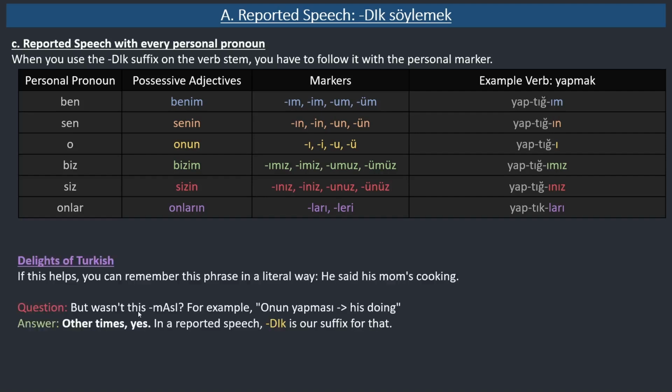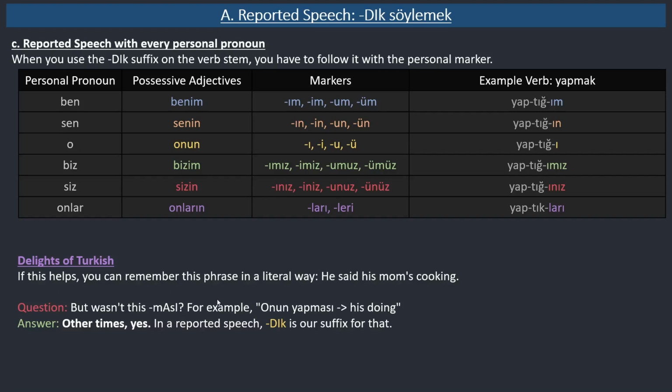But wasn't this ması? If you remember the verbal nouns lesson, I also said his doing was actually ması. Other times, yes. Other times when you need to say like his doing is nice, like onun yapması güzel, it's ması. But with reported speech we use dık instead of ma. I also get questions about the difference between ma and dık. That's one of them. Dık is used in reported speech, not ma. Like, I saw his doing. Onun yapmasını gördüm demiyoruz. I saw, like he's doing, onun yaptığını gördüm diyoruz.